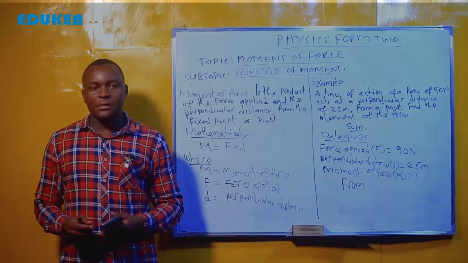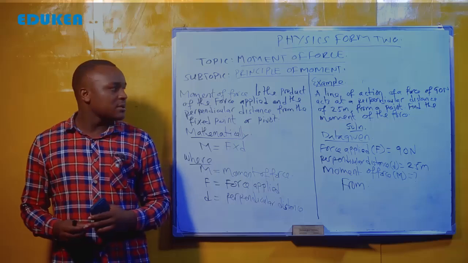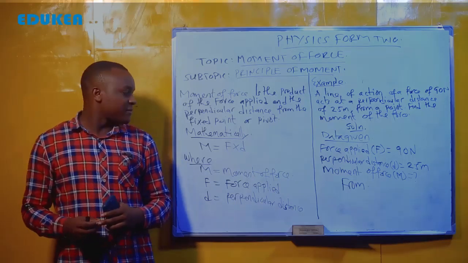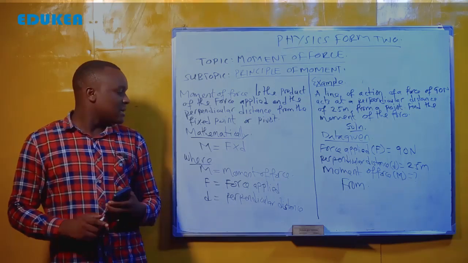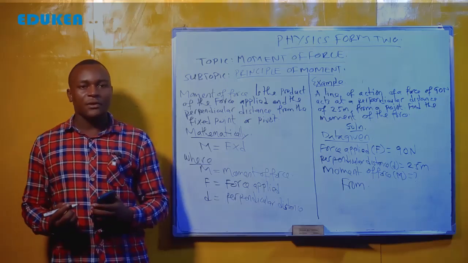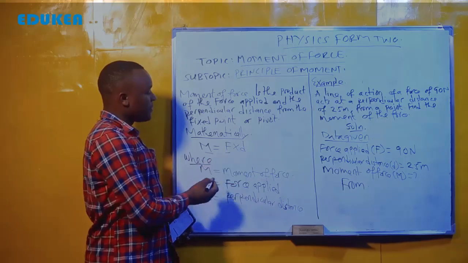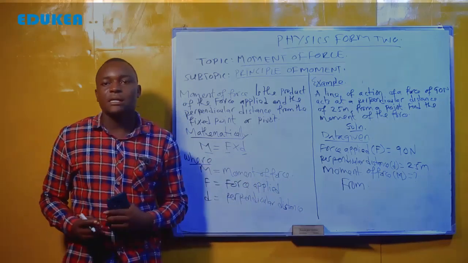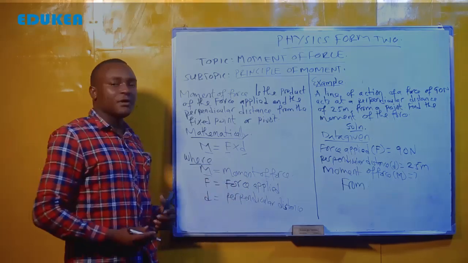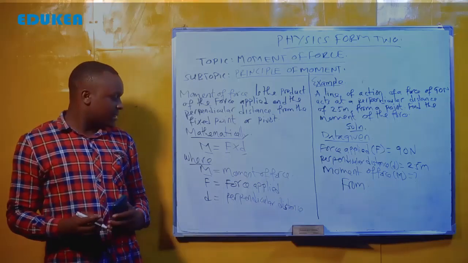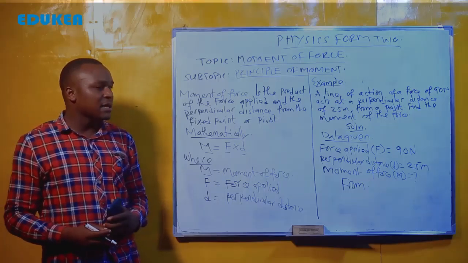When we say moment of force, it is the product of the force applied and the perpendicular distance from the fixed point or pivot. Mathematically, we can express the moment of force as the product of force times the distance. As we can see, moment of force is equal to force applied times the perpendicular distance, whereby M represents moment of force, F represents force applied, and D represents the perpendicular distance.